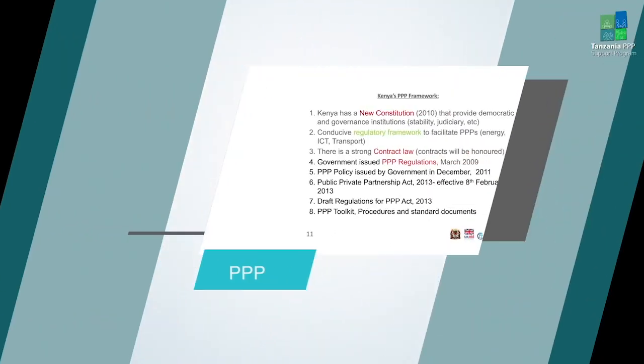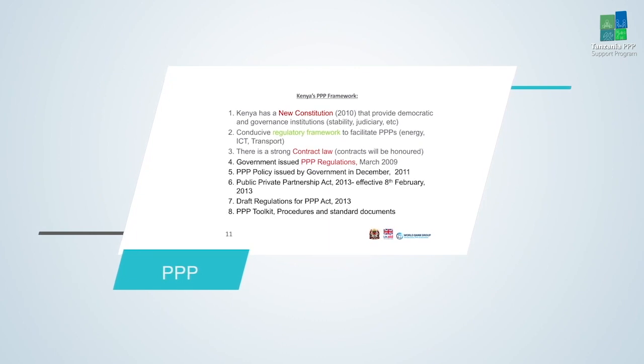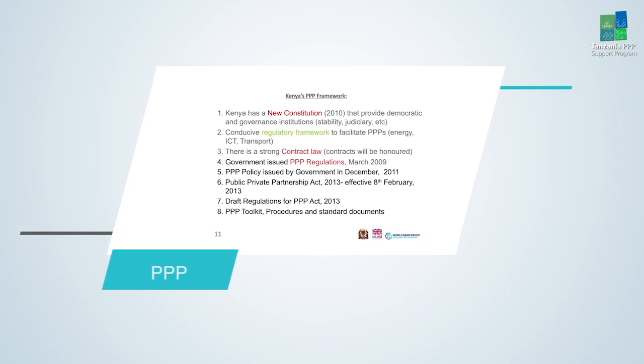So another country with some experience and lessons to be learned in project identification and selection is Kenya. Kenya created a framework. Again, it's very similar. A lot of support and help from donors, such as the World Bank, in funding the framework development and even some of the early project preparation.